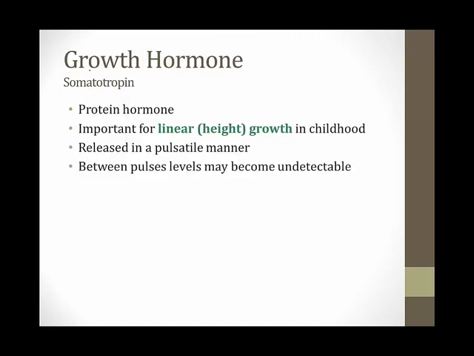Moving on, now we'll talk about growth hormone, which is another anterior pituitary hormone. It's also called somatotropin. It is a protein hormone, and it's important for linear growth in childhood, especially for height and growth of the arms and the legs.